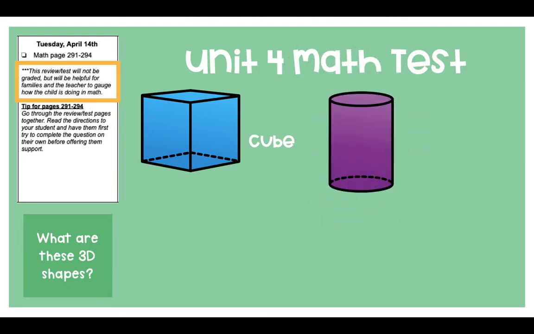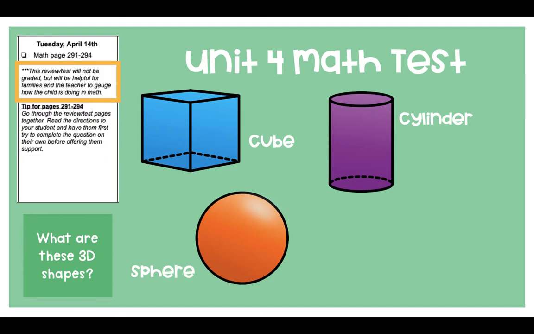Let's look at the next one. Do you know what this one's called? It's a cylinder. Cylinder. It's like a soda can. Next we have, it's not a circle. It's shaped like a ball.